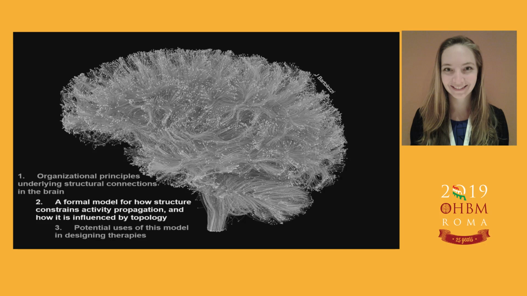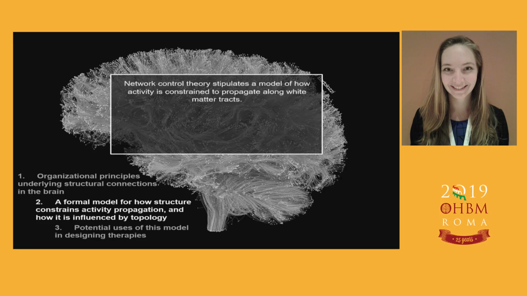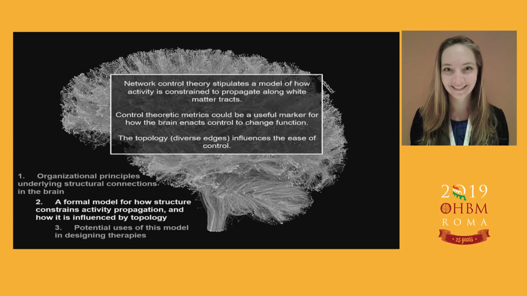Okay, good. Quick summary. Network control theory stipulates a model of how activity is constrained to propagate along white matter tracks. We think that it could be a useful marker for how the brain enacts control to change function. And topology, specifically the diversity of these input edges, influences the ease of control.